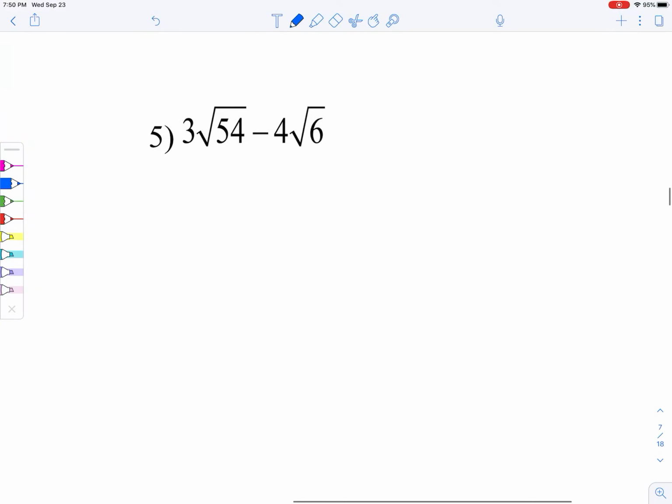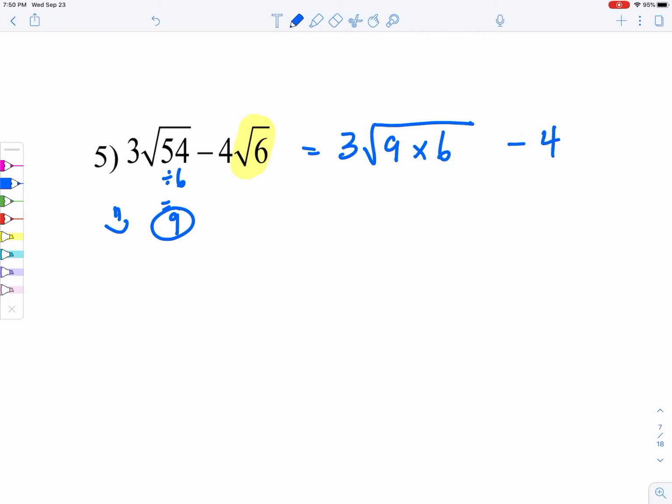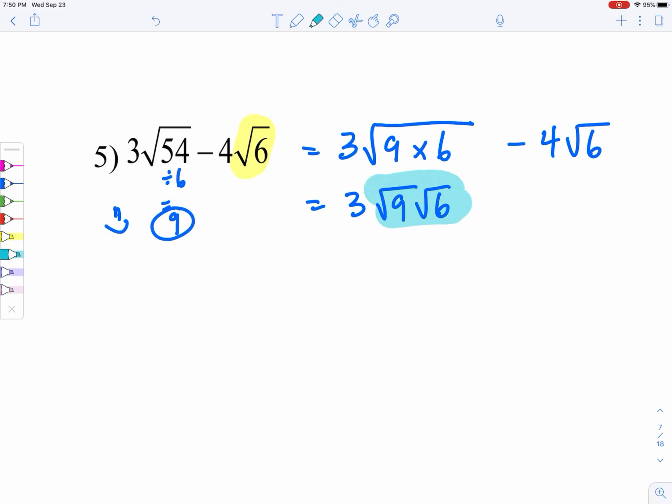Question 5. 3 root 54 minus 4 root 6. Okay, so again, the fact that there's root 6, first thing I'm going to do is try doing 54 divided by 6. I get 9, which happens to be a perfect square, so I'm happy about that. So I'm going to write 3 root 9 times 6 minus 4 root 6. So I'll break that down into 3 root 9 root 6. And if you want to skip right to this step without writing with the times in between, feel free to do that.